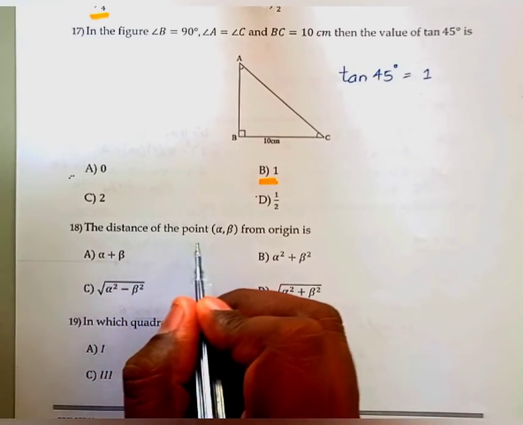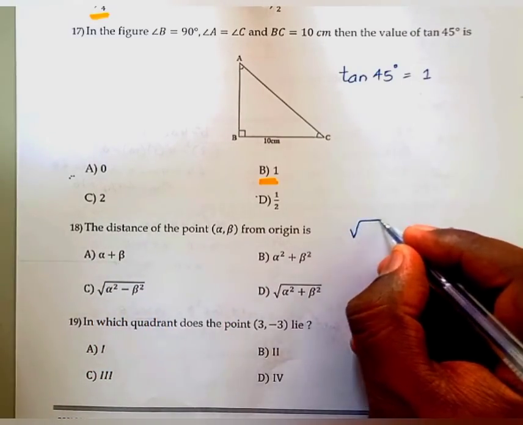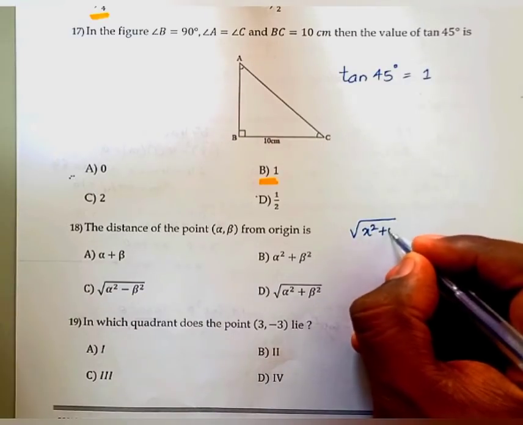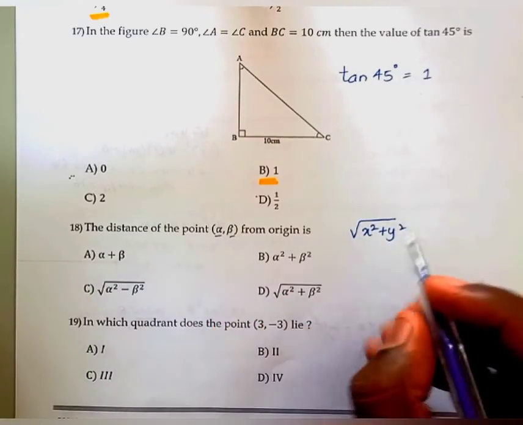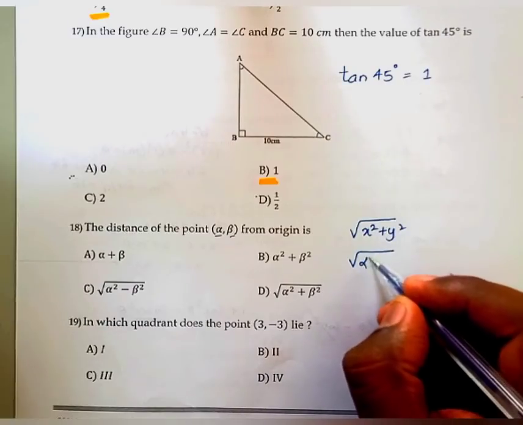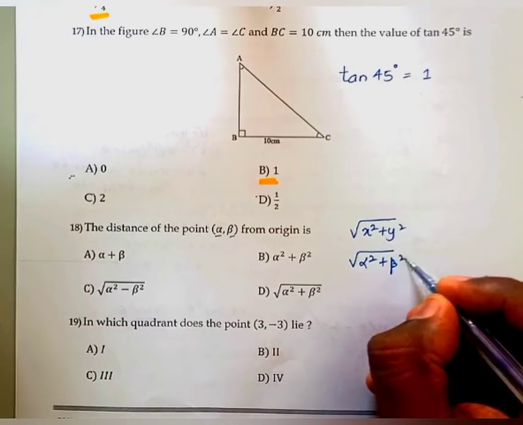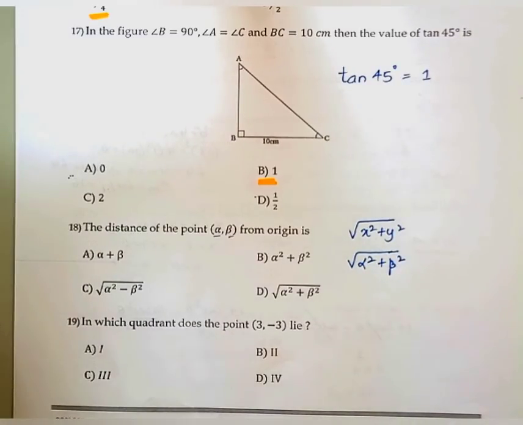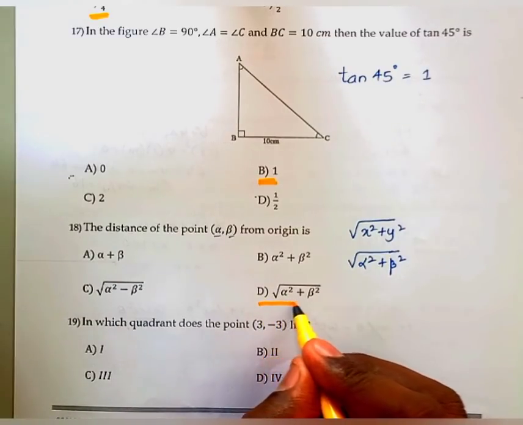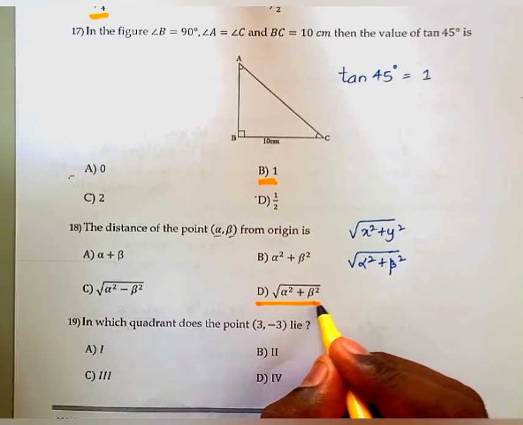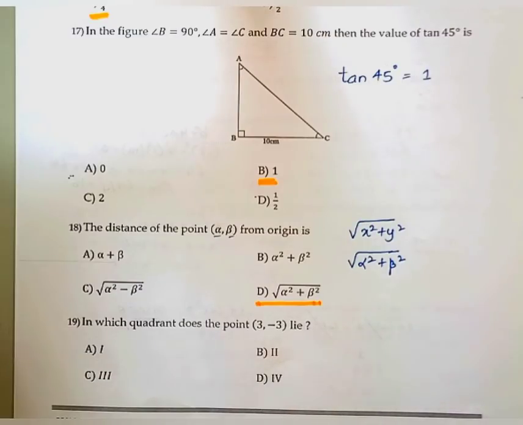Question number 18. The distance of the point alpha comma beta from the origin is. The distance between any point and the origin is given by the formula d equals square root of x square plus y square. In the place of x, we have alpha. In the place of y, we have beta. Therefore, the distance between the point alpha, beta and the origin is square root of alpha square plus beta square.